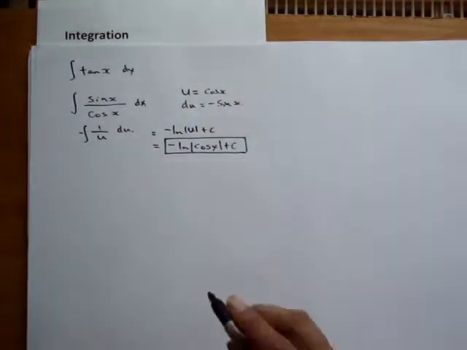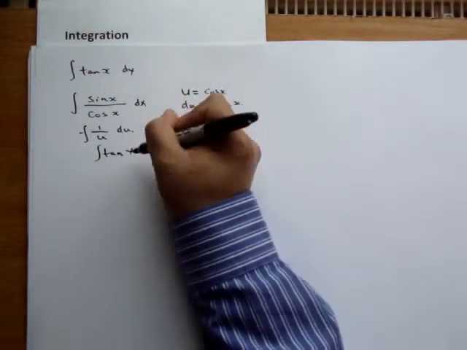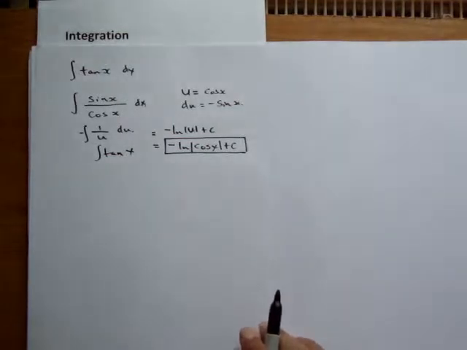So that is our answer. The integral of tan x is minus natural log cos x plus c.